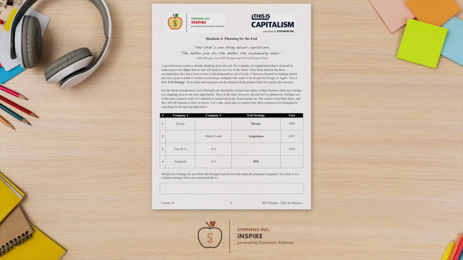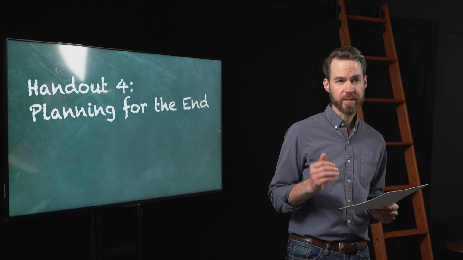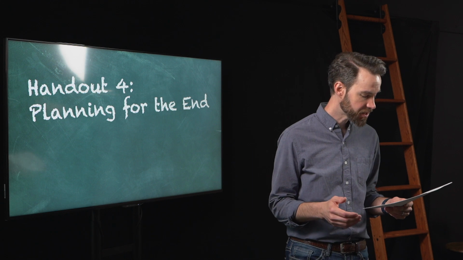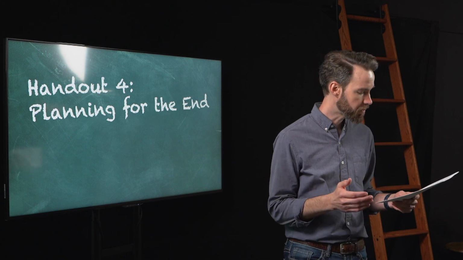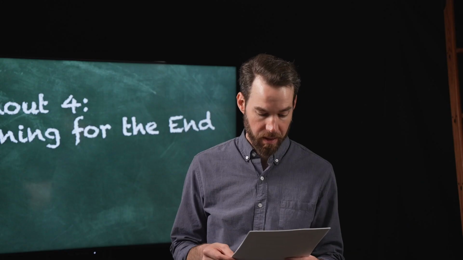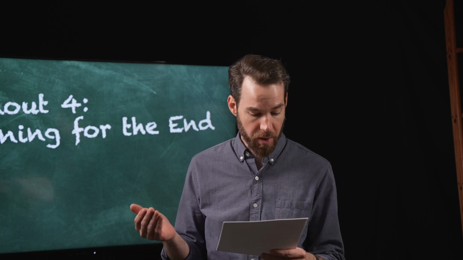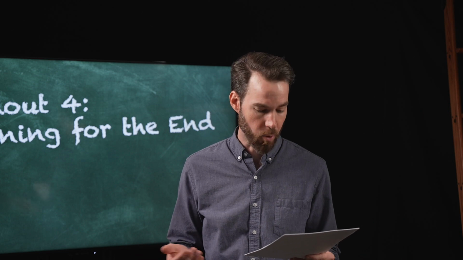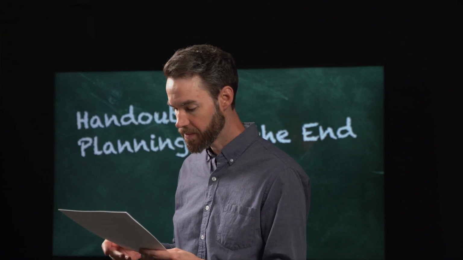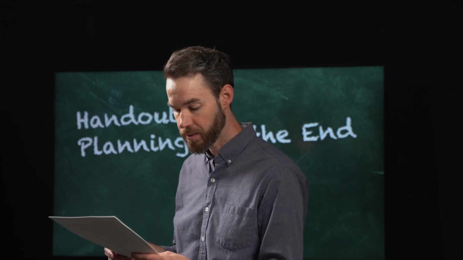Finally, Lesson 10 concludes with an optional extension activity on Handout 4, Planning for the End. This can be completed in class or as a homework assignment. For the serial entrepreneur, exit strategies are absolutely critical since many of their businesses are a bridge or a stepping stone to the next opportunity. And most of the time, the end isn't very glamorous. Perhaps one of the most common exits isn't planned or intentional at all. It just sneaks up. The owners close their doors and they sell off or liquidate their inventory.